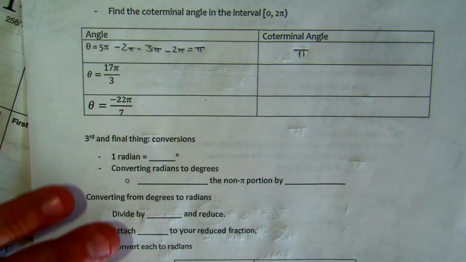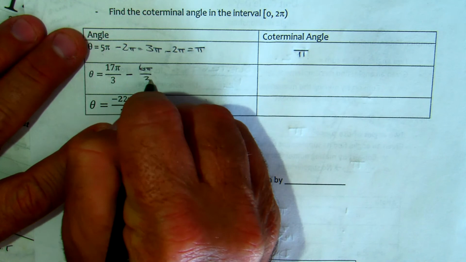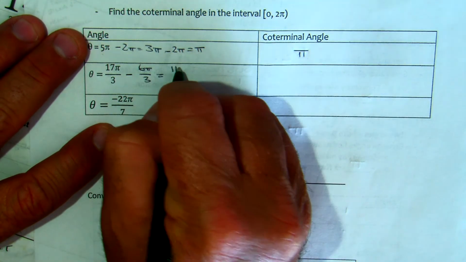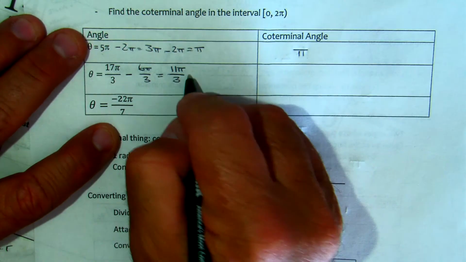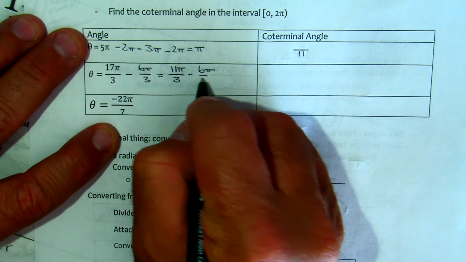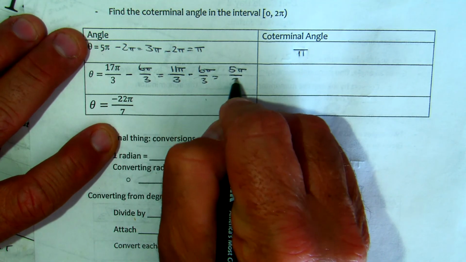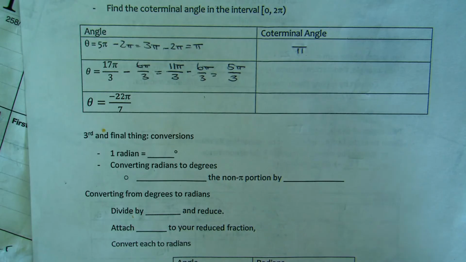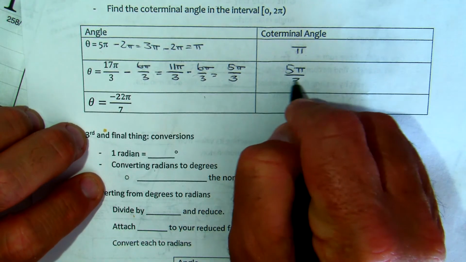17 pi over 3. All right, if I double 3, I get 6, so minus 6 pi over 3. 17 minus 6 is 11, so I got 11 pi over 3. Still too big, so I do it again, minus 6 pi over 3. 11 minus 6 is 5, so now I got 5 pi over 3. All right, so my final answer is 5 pi over 3.